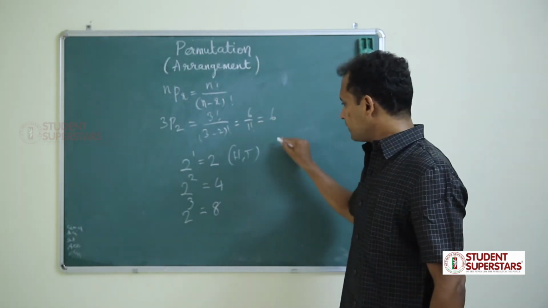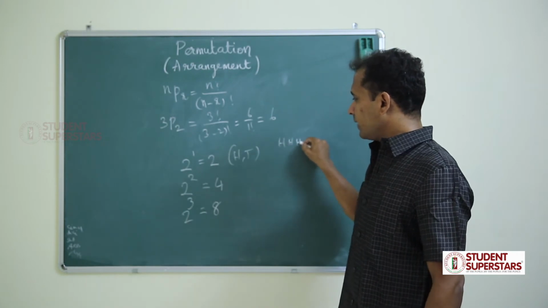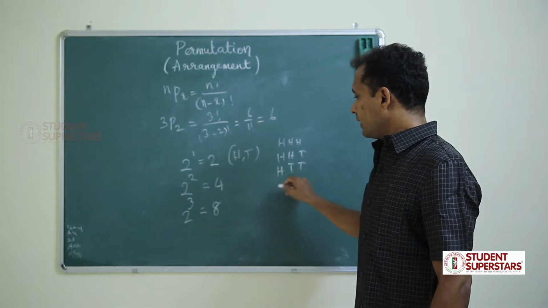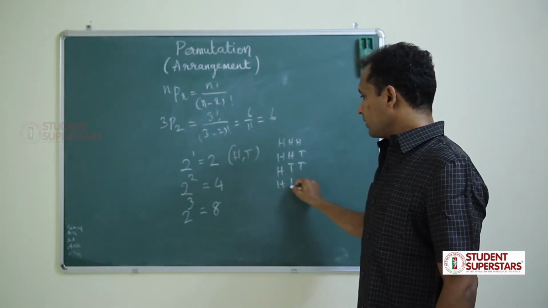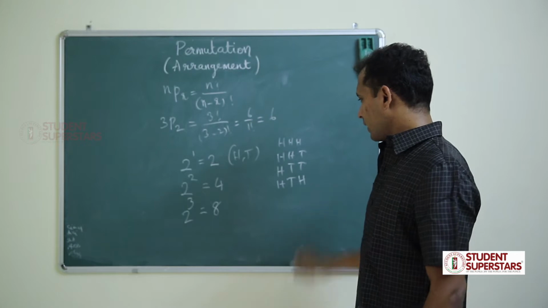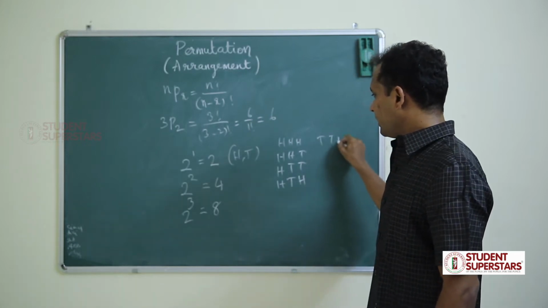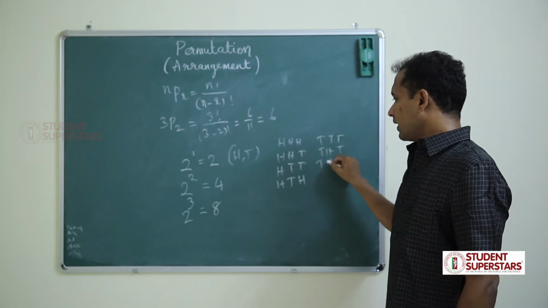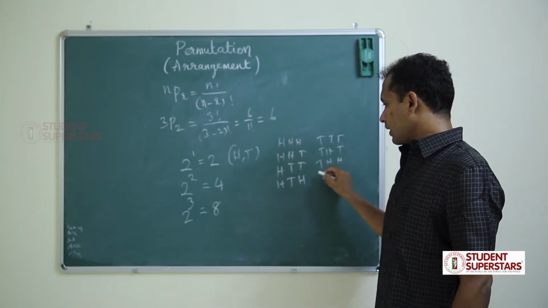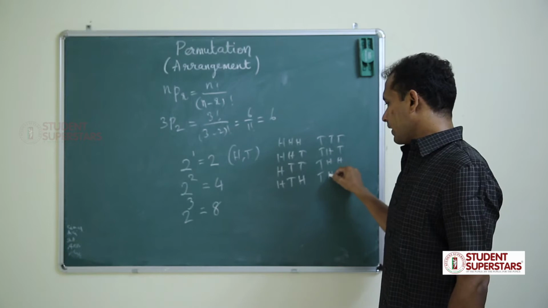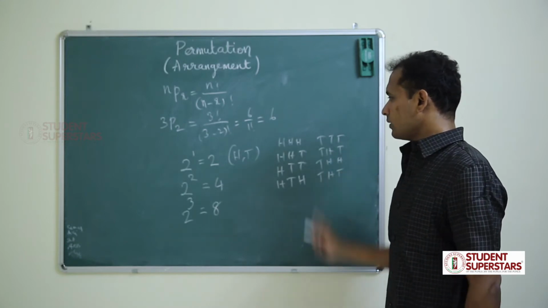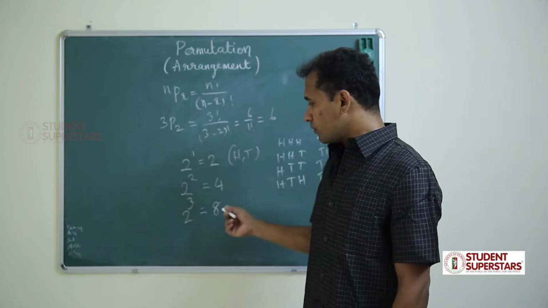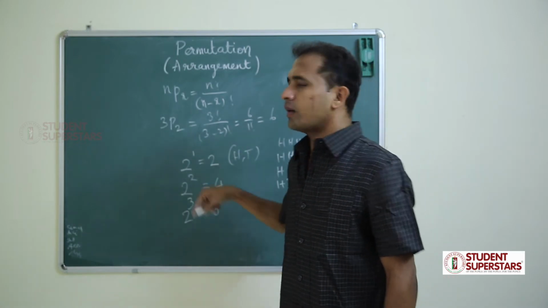What are the possibilities? Head, head, head; head, head, tail; and so on. Okay, these are the 8 possibilities. So to find the number of outcomes for coins, it is 2 to the power number of coins.